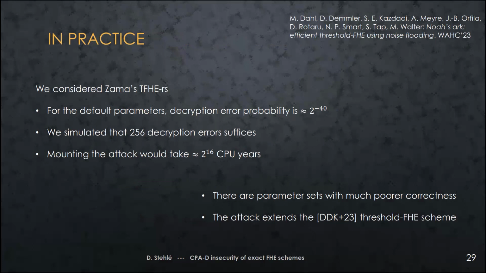Okay, so in practice, we considered Zama's TFHE-rs library, and for default parameters, the decryption error probability is around 2 to the minus 40. We didn't run the attack because we would have had to do 2 to the 40 bootstraps, and a bootstrap on a single-thread CPU is 10 milliseconds. If you add this up, it goes to several hundred years of single-thread CPU. We could use accelerated hardware, but we just simulated that 256 decryption errors suffice, and we also did an attack on toy parameters.